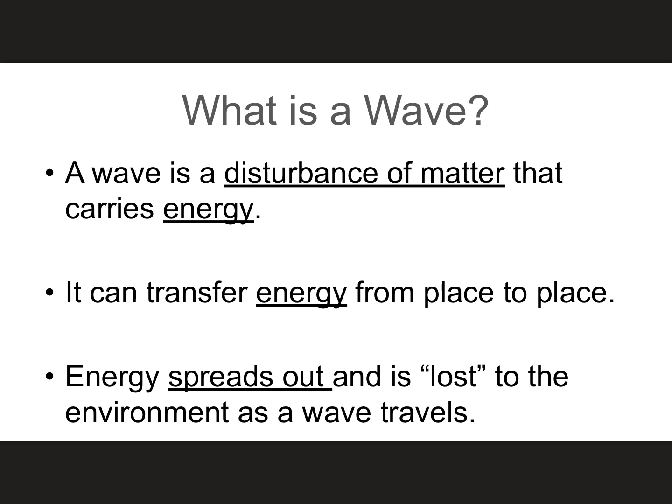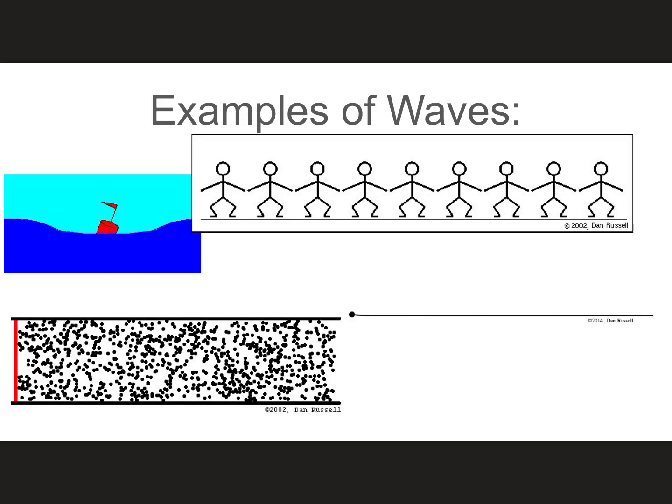So let's talk about this in an example in our daily life. When you yell at someone across the room, someone who is standing very close to you can hear you very clearly, but someone who is standing across the football field cannot hear you as well, because as you scream, those sound waves spread out and some of that energy is lost to the environment and you can't hear them as well. So there are many examples of waves.